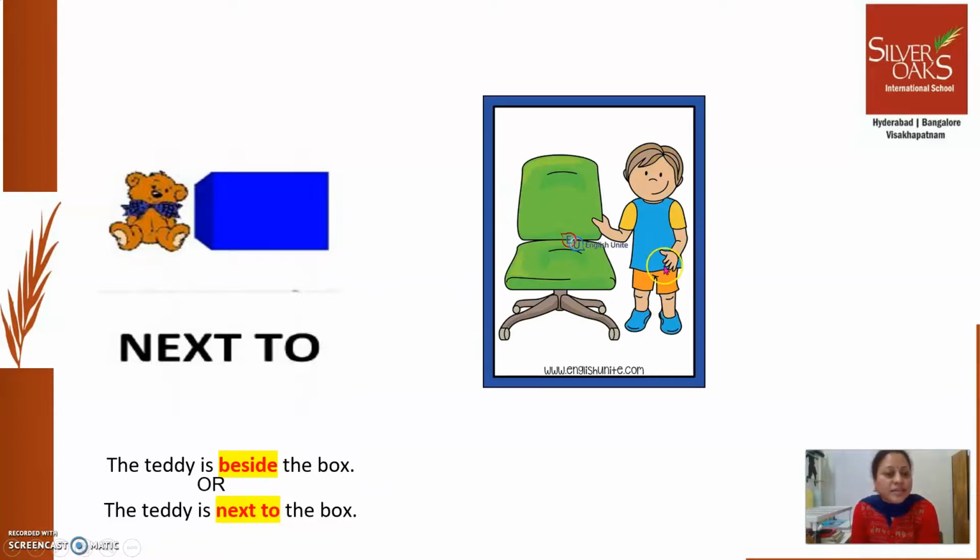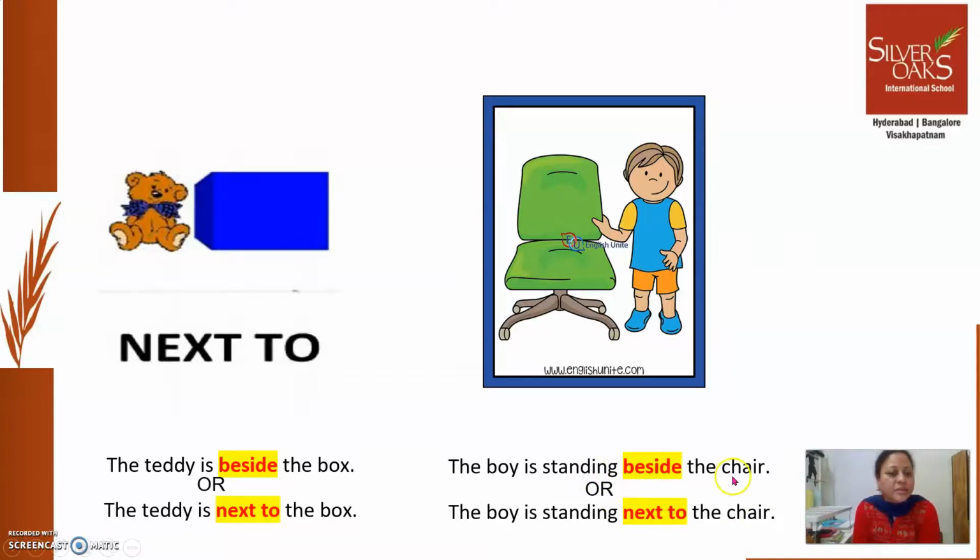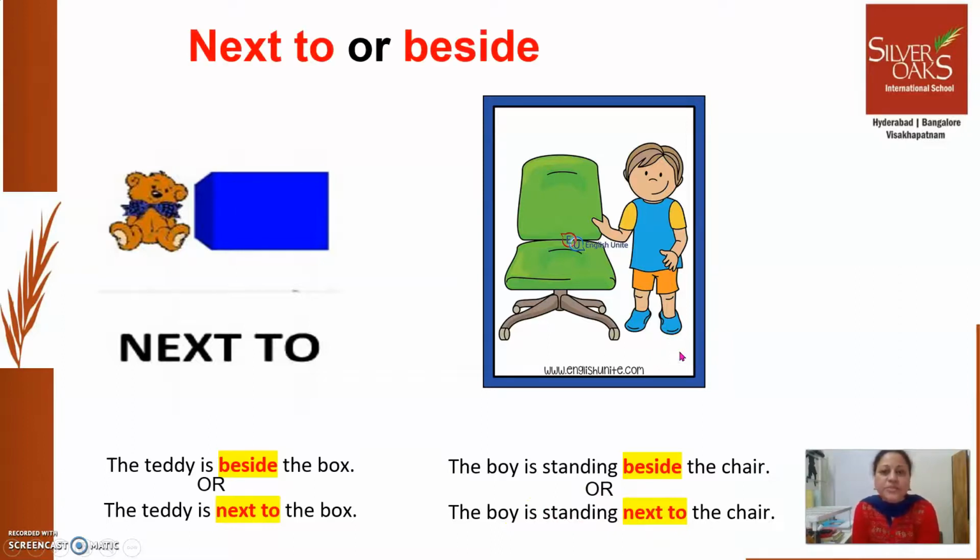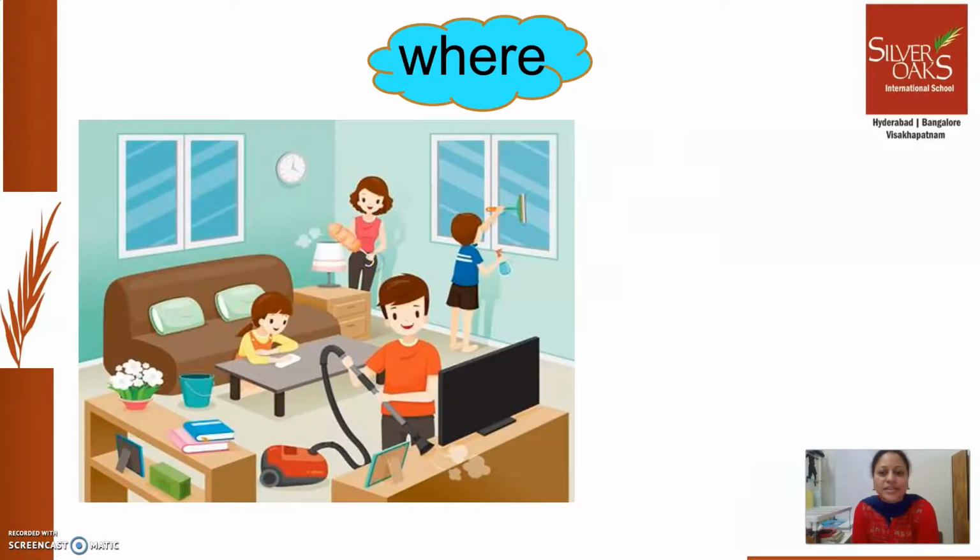Where is the boy standing? He is standing next to the chair. Or you can also say, the boy is standing beside the chair. The boy is standing next to the chair. Both are the same. So the preposition that we used is next to or beside. Now see what is next to you now. What is beside you? Check.